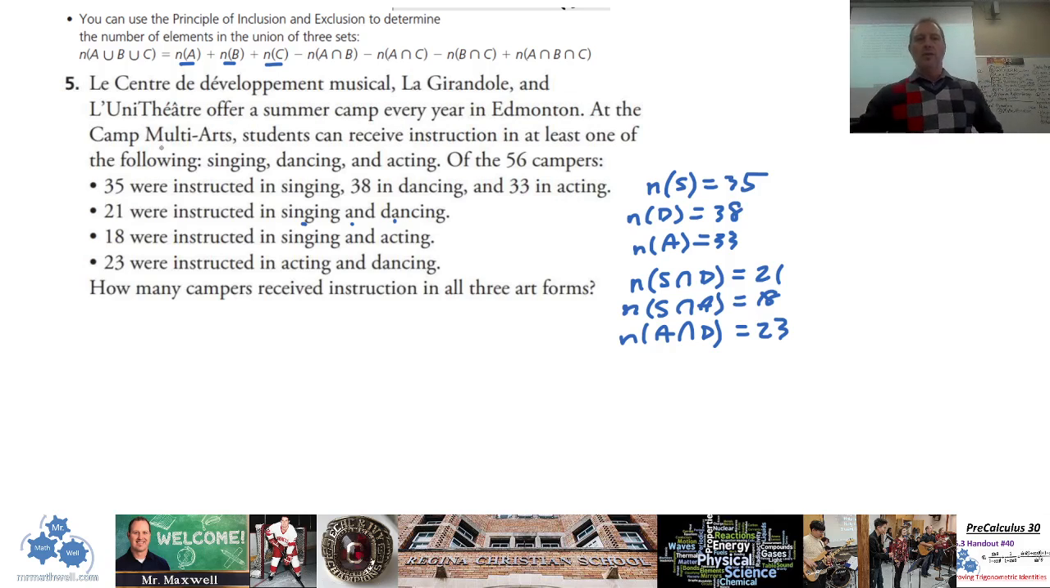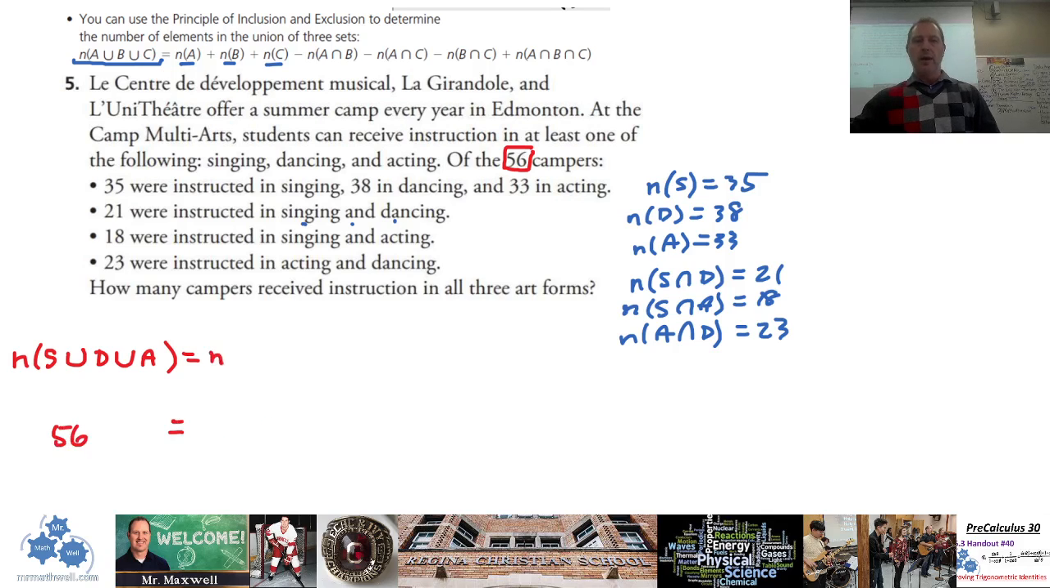Okay, so notice up here, what we have is the number of A union B union C. So that's the number of singing or dancing or acting. That's everybody combined, and we actually see that right here: there's 56 campers. You're not going to be at the camp without doing at least one of those three things, so that's everybody. I'll put 56 underneath here, equals.